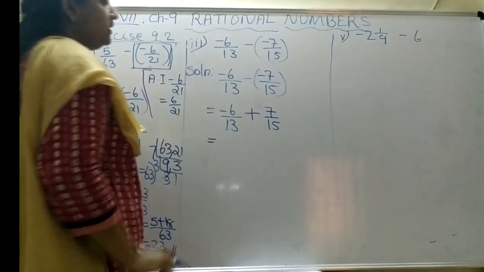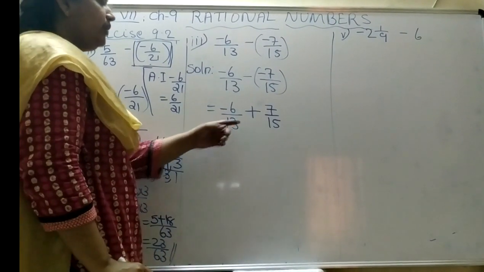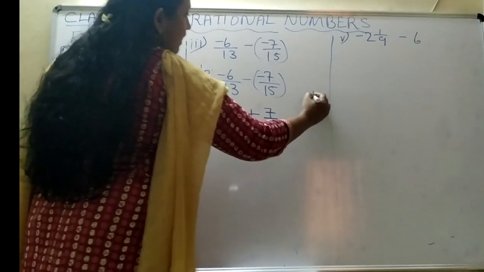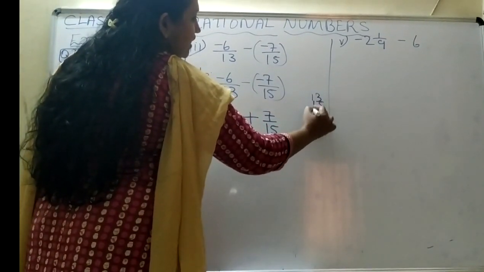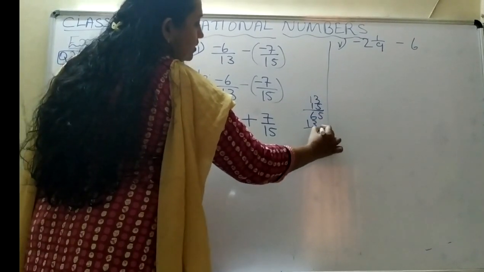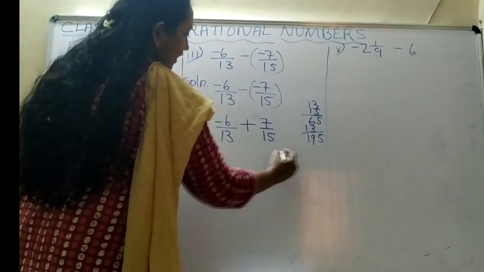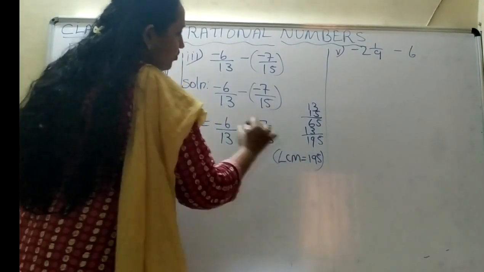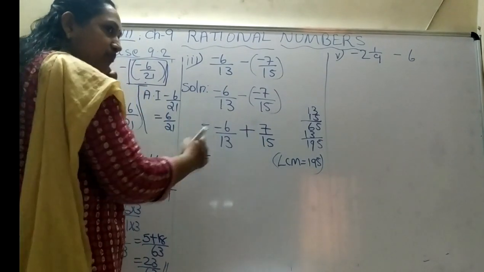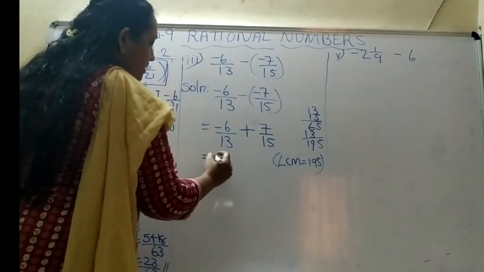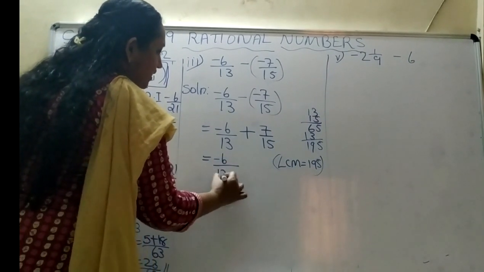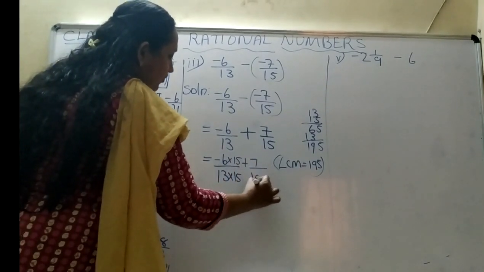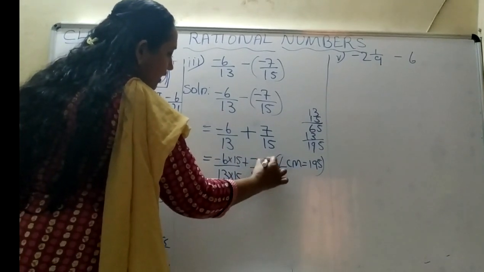Now we can add these two rational numbers. Here the denominators are different. So we can find the LCM of 13 and 15. LCM of 13 and 15 is 195, because there is no common factor between 13 and 15, so the product will give the LCM. So minus 6 upon 13 multiplied by 15 plus 7 upon 15 multiplied by 13.